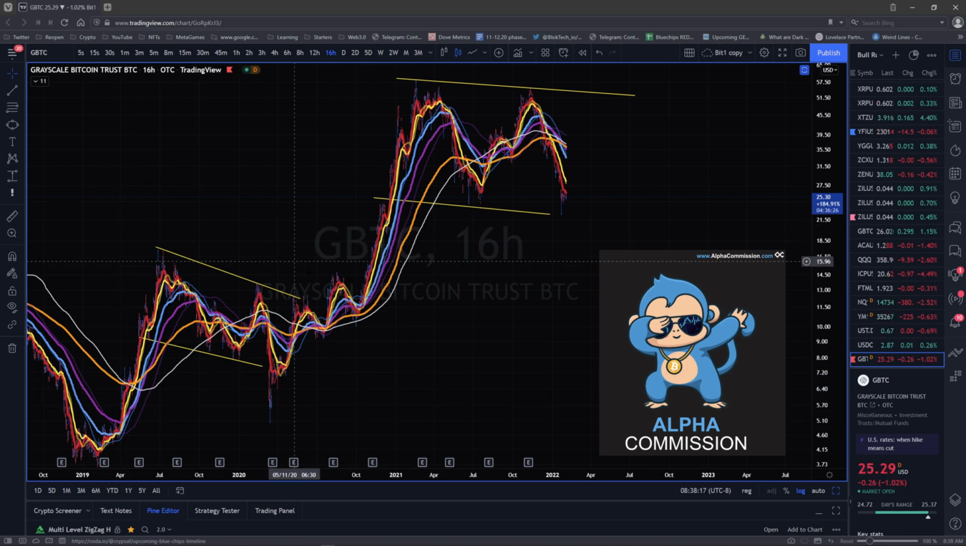I haven't heard anyone compare it to this section, but the individual who pointed this out to me, his name is Crypto Reda. So thanks to Crypto Reda for pointing this out in the Grayscale chart there. He's always bringing the alpha.